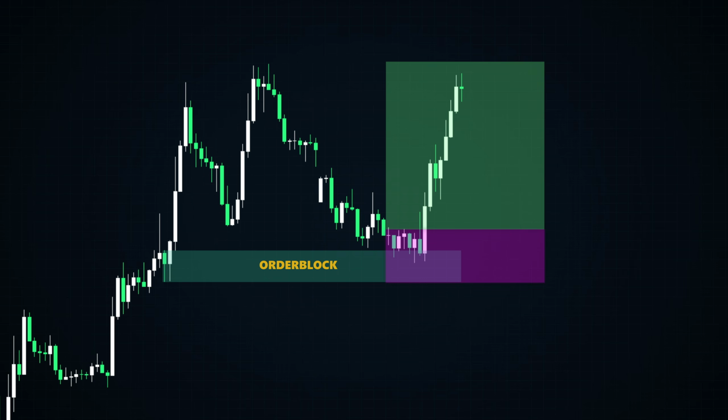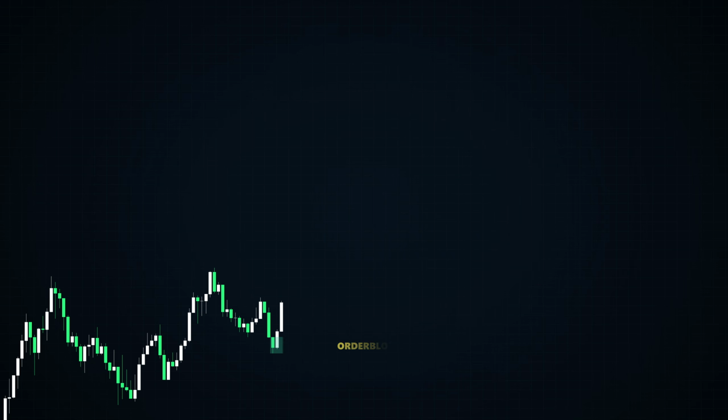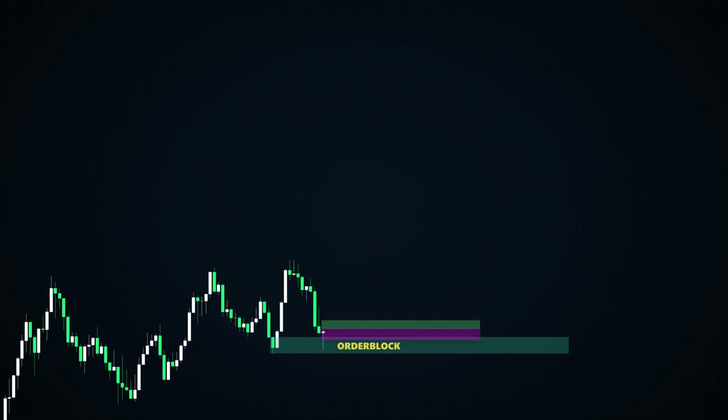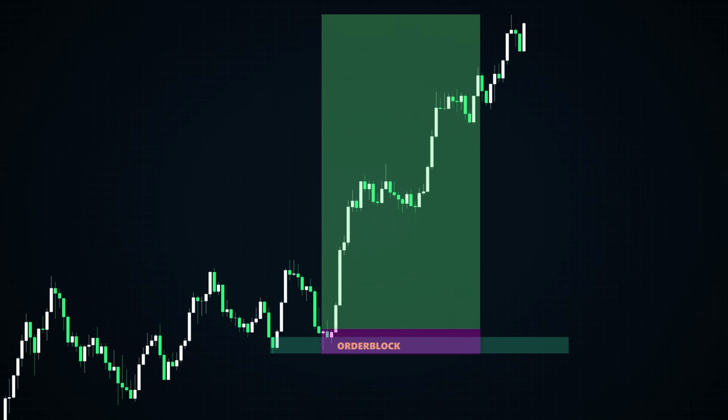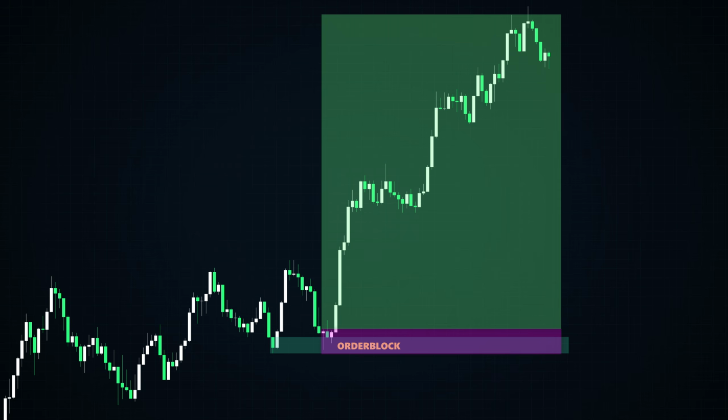Now you might be wondering, do these order blocks really work in real-life trading? Let me show you. Imagine you spot a bullish order block. The price returns to it. You enter the trade just before the market explodes upward. And boom, you're riding a high-probability trade, just like the pros. This isn't just theory. This is how smart money operates, and I'll show you real examples to prove it.